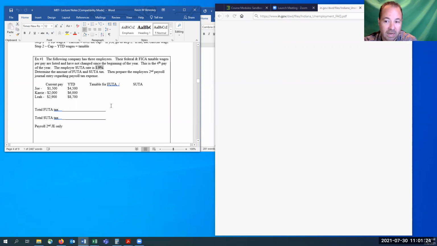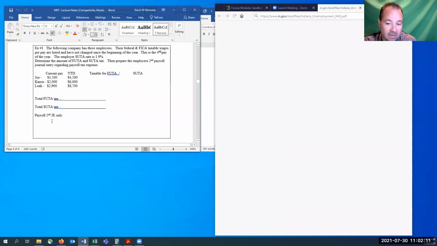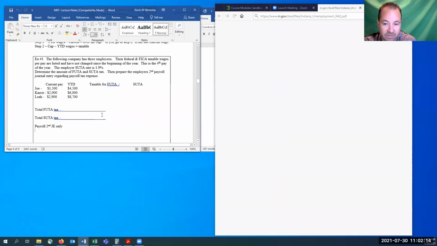The employer SUTA rate is 1.9%. This is their 4th pay. You could have already figured that basically if you took 1,500 and went up 2 pays 3,000, 3 pays 4,500. So this is their year to date, 3 pays so far, and we're up to the 4th pay. So I want you to determine how much of their current pay is going to be taxable for FUTA and SUTA, and then how much actual tax is going to be collected. You may just have 2 little columns for FUTA taxable and the FUTA tax, and then SUTA taxable and the SUTA tax. And then we're going to add them up to see what our total is, and then provide the second journal entry based on this information.